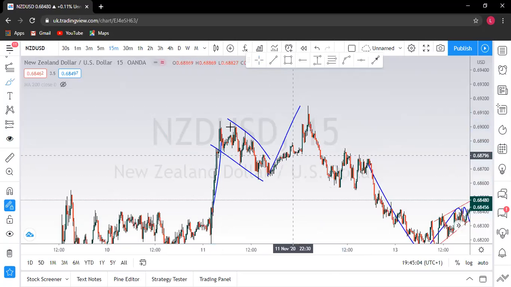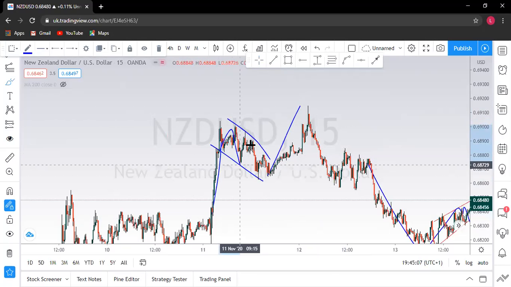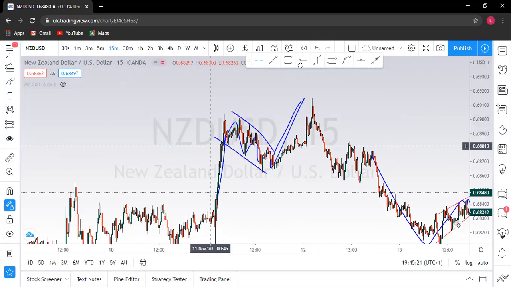And you see this. So they are continuation patterns, the market pushed forward. And you see what I'm talking about. They are continuation patterns. So let's look for more examples before we actually end this session.